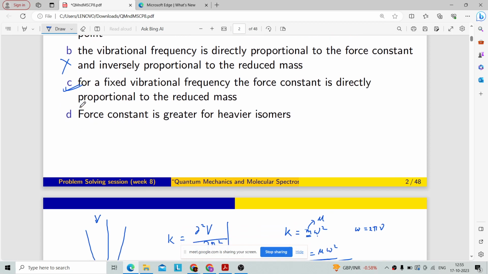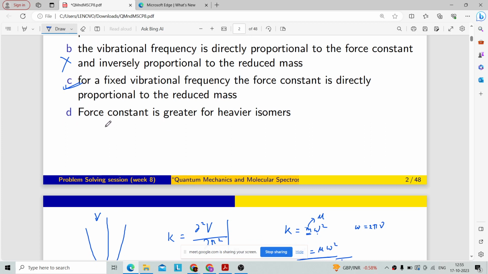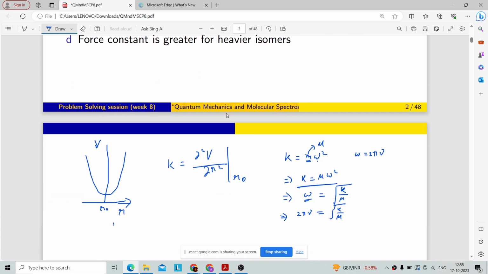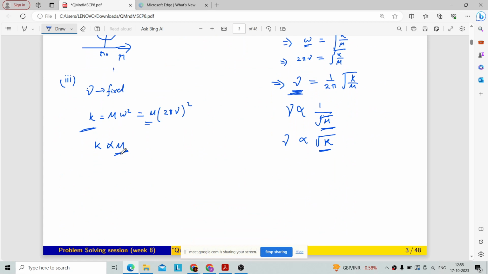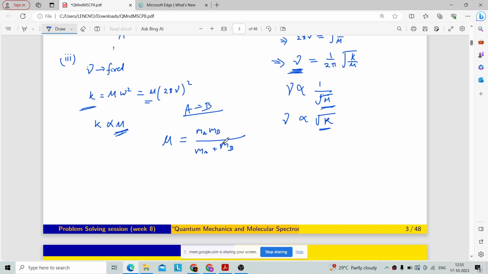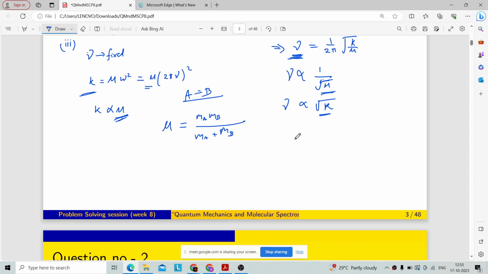Okay, then the force constant is greater for heavier isomers. As we have seen, force constant is directly proportional to mu, and for any molecule, let's say A and B, the reduced mass will be Ma times Mb divided by Ma plus Mb. Okay, so isomers means what?